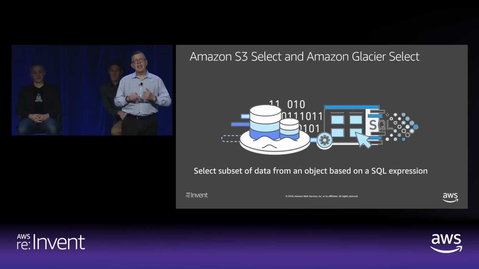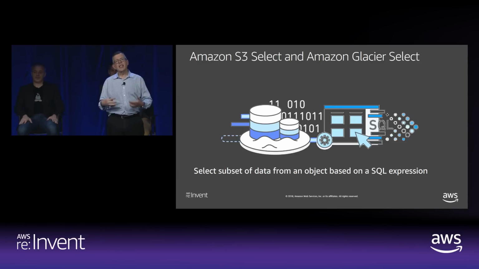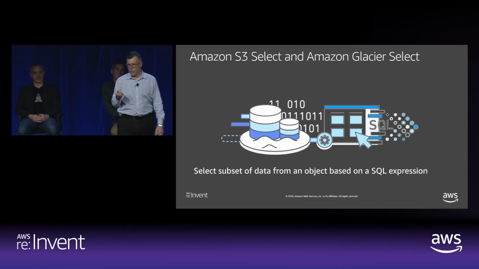So another key consideration in building a data lake is we continue to try to add capabilities to S3 that are really going to enhance what you can do with your data. So last year, the first step in this was we introduced S3 Select and Glacier Select, where essentially you can start to access your data in a way that's much more optimized for analytics and data lake style environments than just the traditional get object.